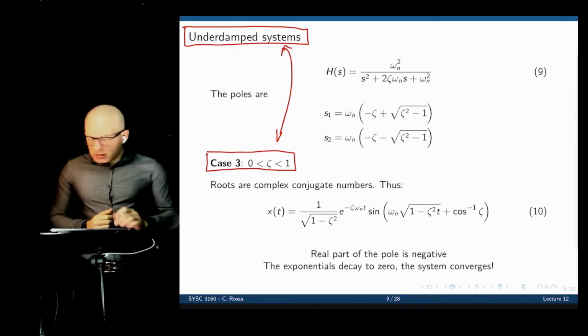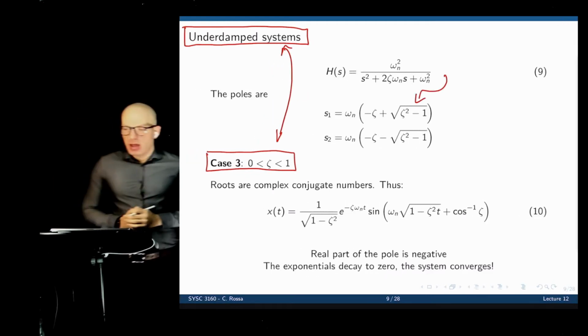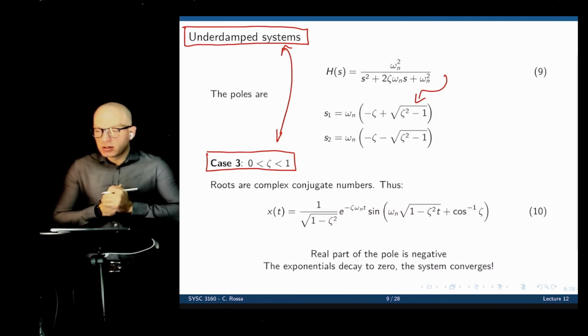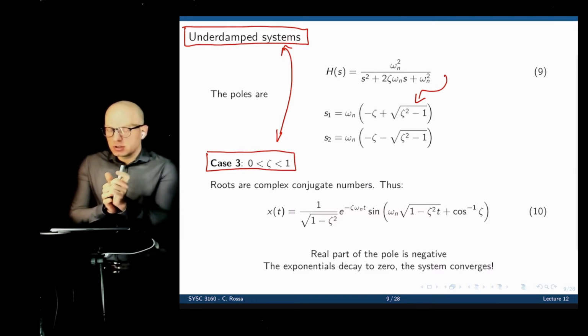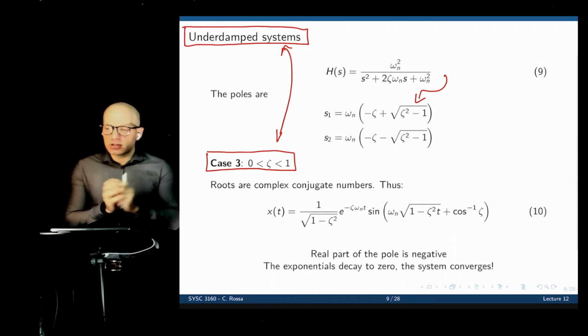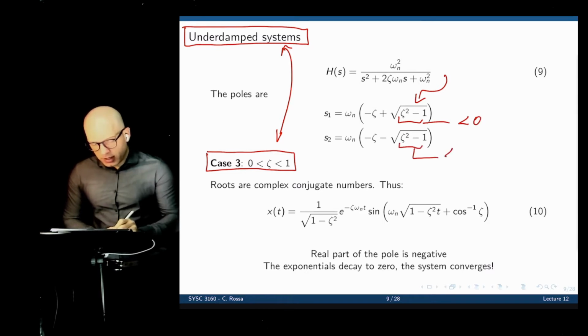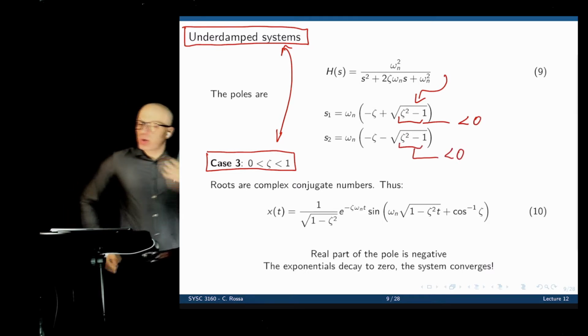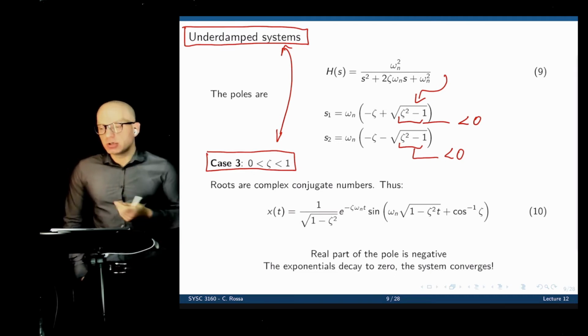If the zeta is indeed between 0 and 1, then what happens? Well, we can input zeta here. And if zeta is indeed between 0 and 1, then the summation, or the zeta squared minus 1 inside of the square root, is negative. These two will become negative numbers, meaning that you have a square root of a negative number, and the square root of a negative number is an imaginary number.